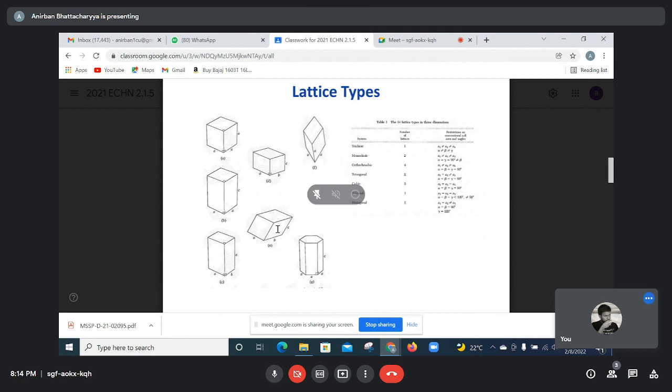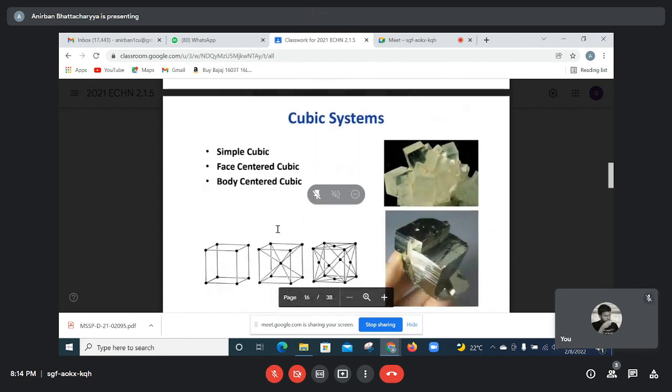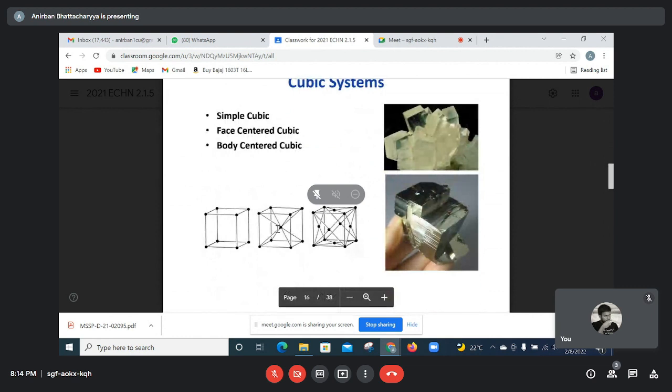Okay. And then we talk about the simple cubic, and then there are three different types of cubic system. The simple cubic, the face-centered cubic. If you look at the third picture, you have atoms both at the corners as well as in the center of the faces. That's called the face-centered cubic. And then you have something called the body-centered cubic, which has atoms in the corners as well as in the center of the body.